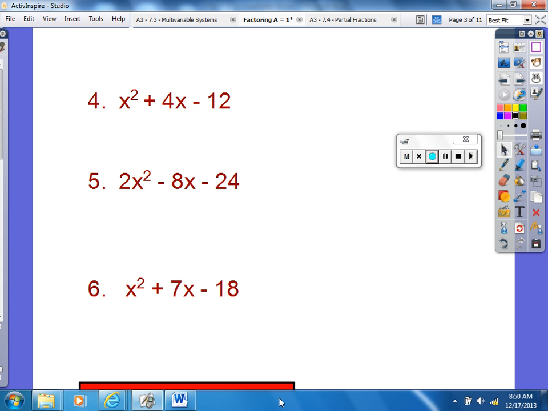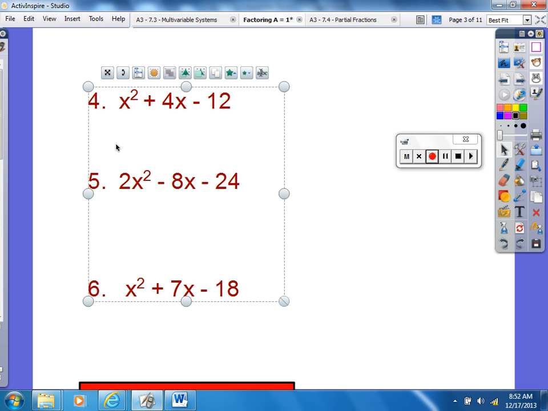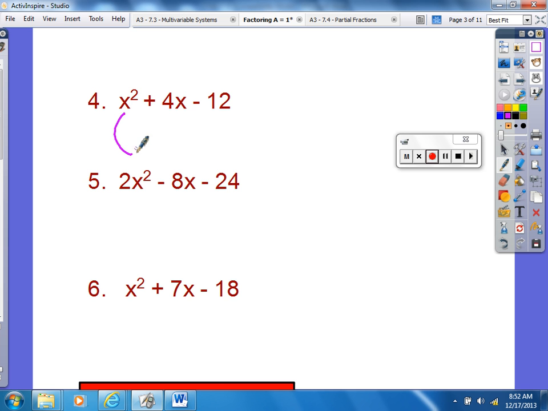Let's do this. Here's 3 problems. Write them down. Write the answers beside them. All right, let's go ahead and go over number 4 and just start number 5 to make sure we're on the right path. Okay. So I'm going to go ahead and put my parentheses for number 4. And since A is 1, A is that number in front of the x squared, I get to write x and x.